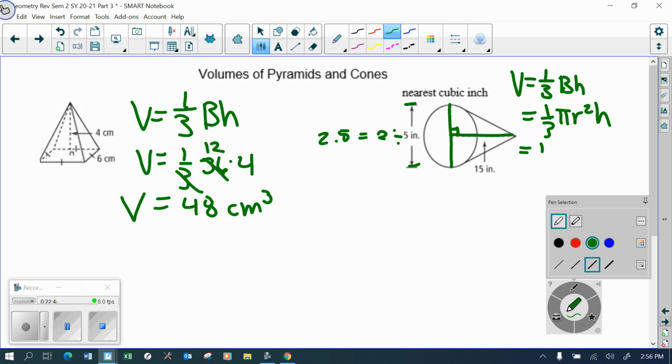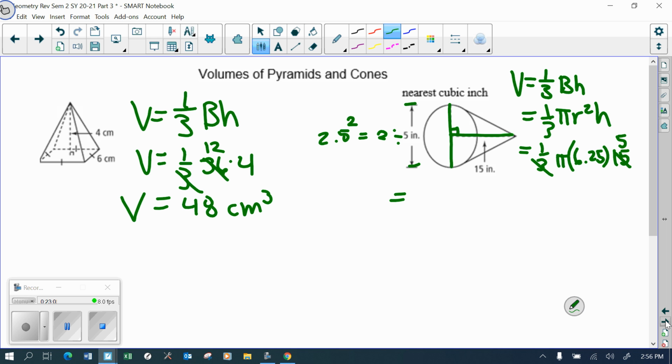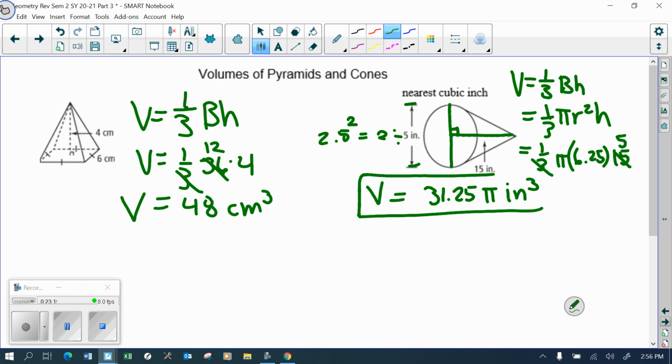So now I have 1/3 pi r squared. 2.5 squared is 6.25 times the height, 15. What, 3 would cancel the 15 5 times. Okay, 5 times 6 is 30, and 5 times 0.25 is 1.25, so it'd be 31.25 pi, and then it's cubic inches. Again, you can plug that in a calculator to verify it.